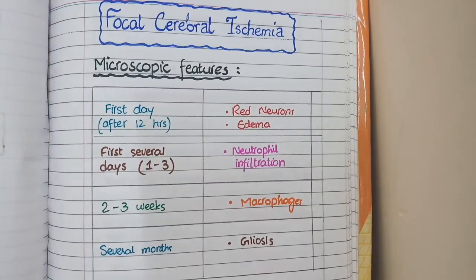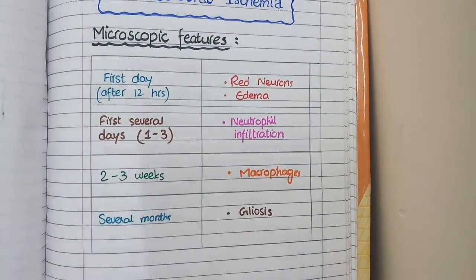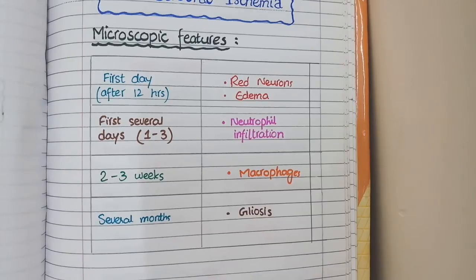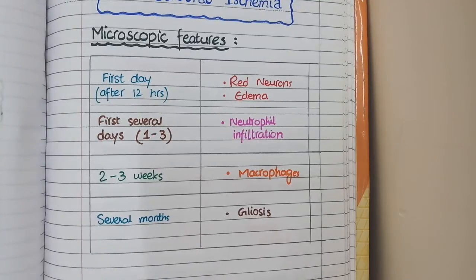Now let's come to the microscopic features of focal cerebral ischemia. The microscopic changes are similar to that of global cerebral ischemia, the major difference being that in global cerebral ischemia the complete cerebrum is affected, while in focal cerebral ischemia only a focal part of the brain is affected.